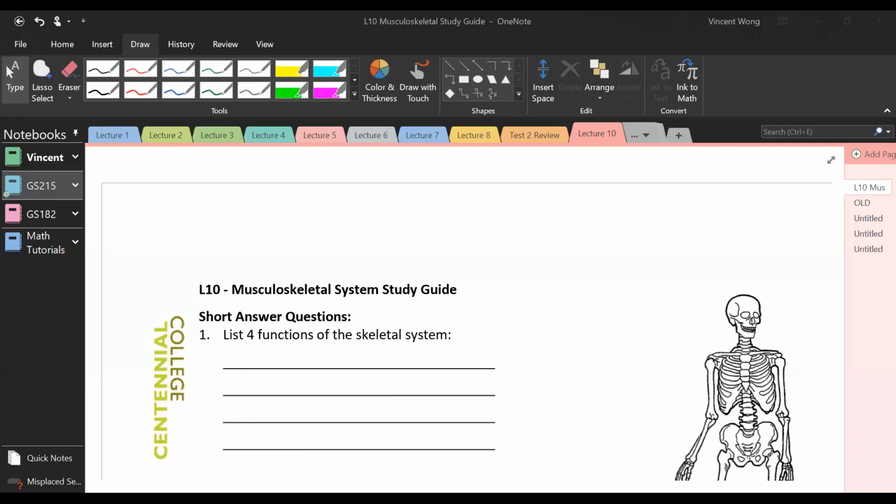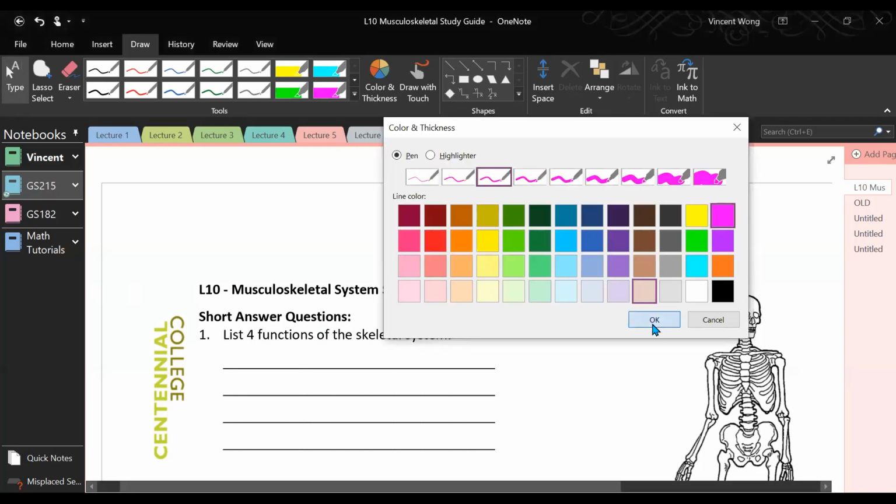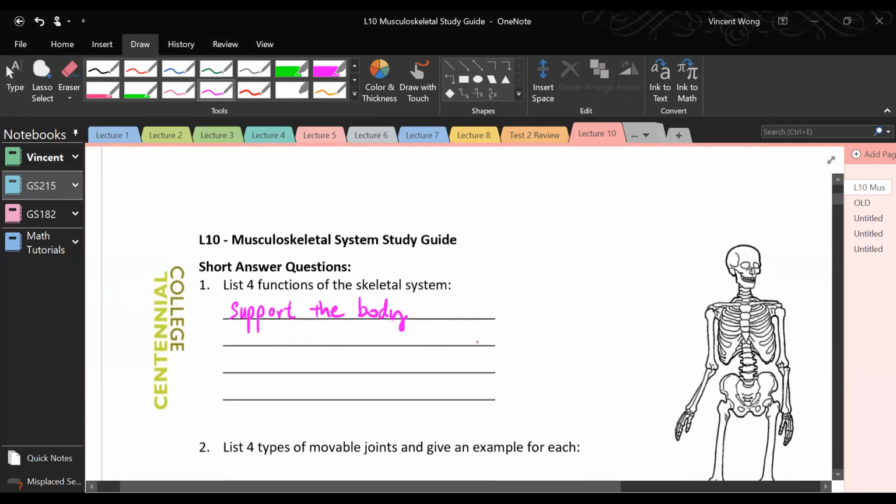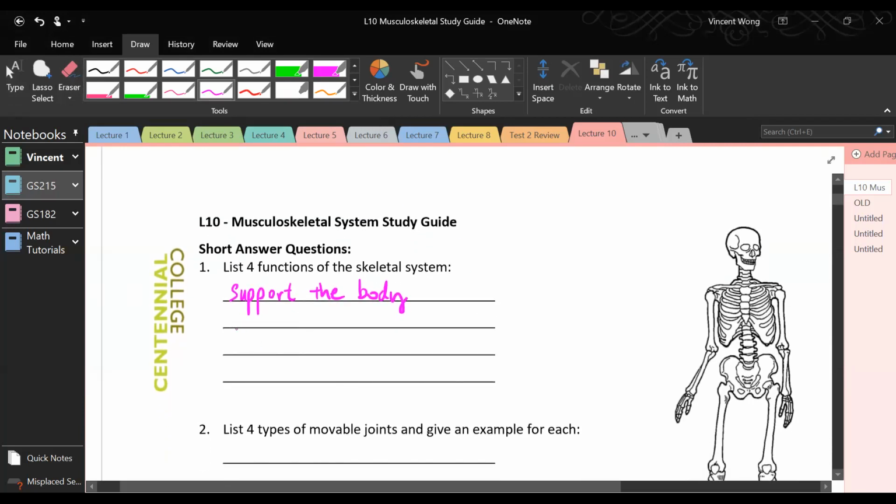All right, so this is lecture 10, study guide, and we'll start with the first question. List 4 functions of the skeletal system. So one of the functions is to provide support for the body. Another function is to protect internal organs.